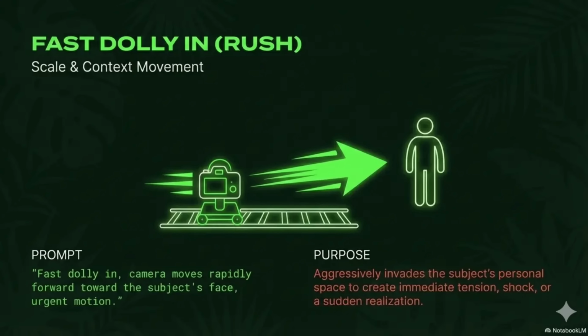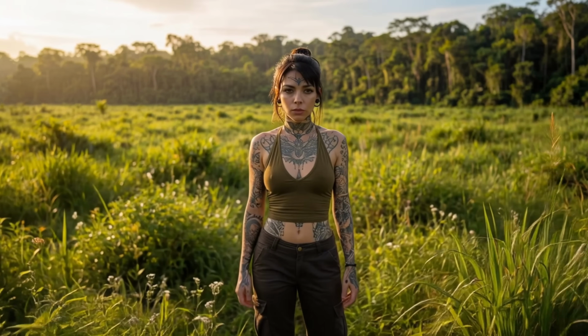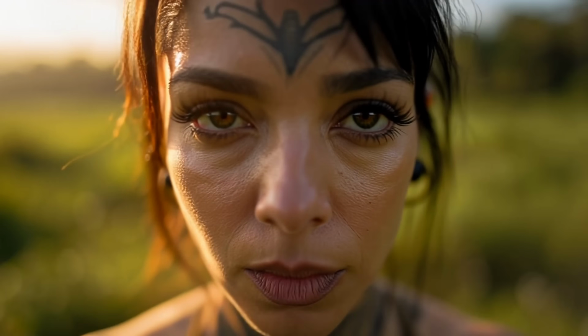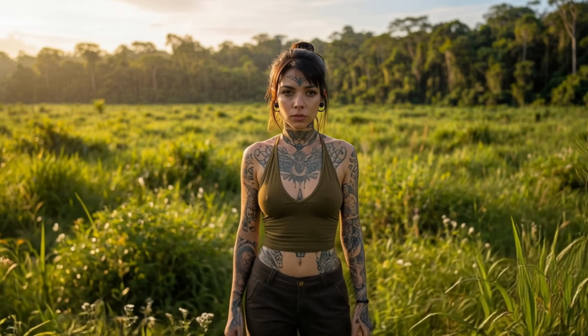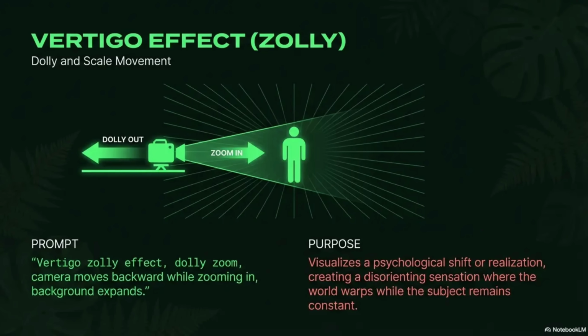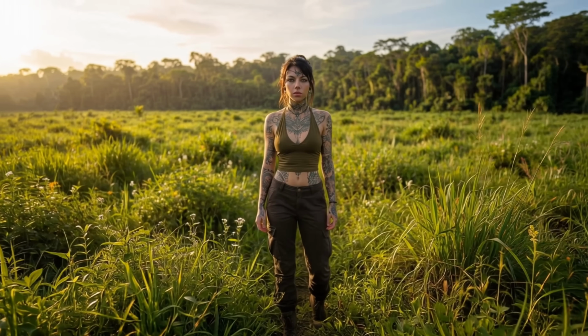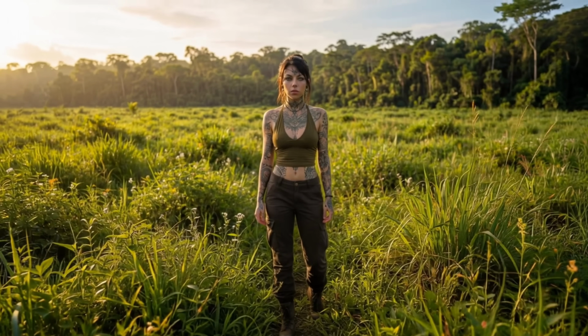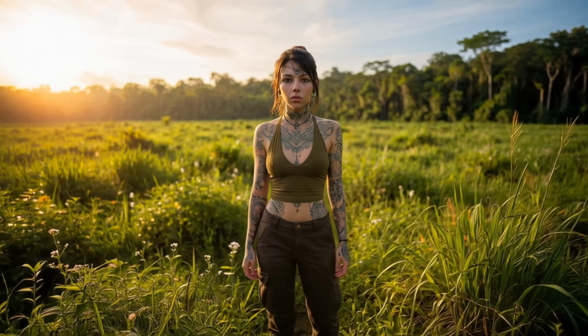Fast dolly in aggressively invades the subject's personal space to create immediate tension, shock, or a sudden realization. Write: fast dolly in, camera moves rapidly forward towards the subject's face, urgent motion. Vertigo effect, also called Zolly effect, visualizes a shift or creates a disorienting sensation where the world warps while the subject remains constant. To achieve this, write: Vertigo Zolly effect, Dolly Zoom, camera moves backward while zooming in, background expands.